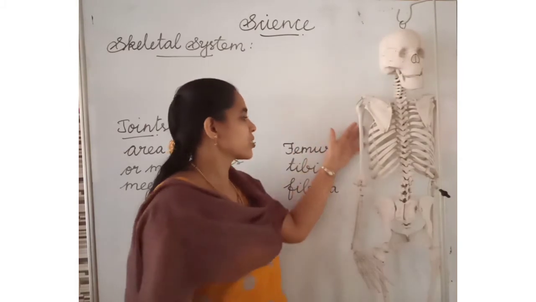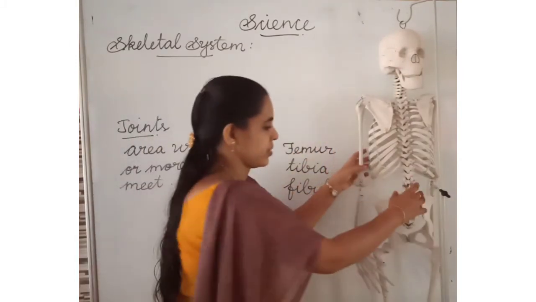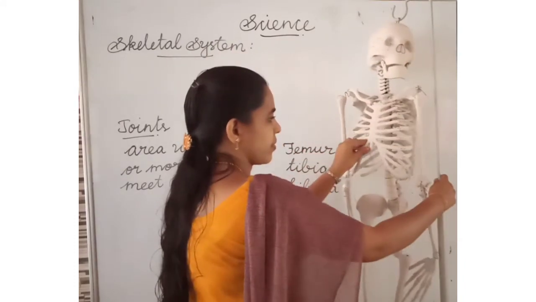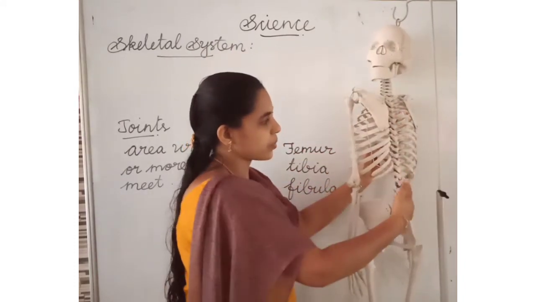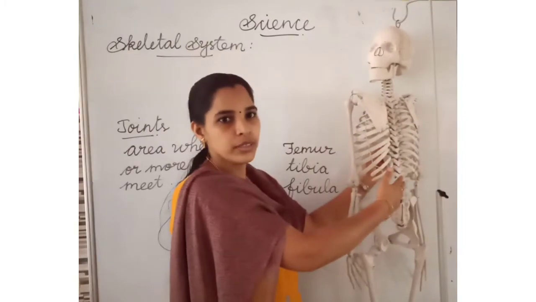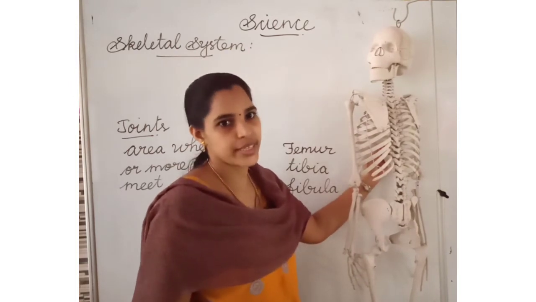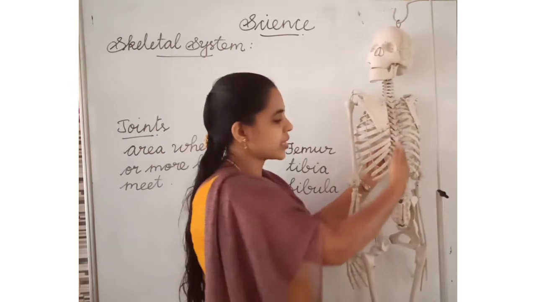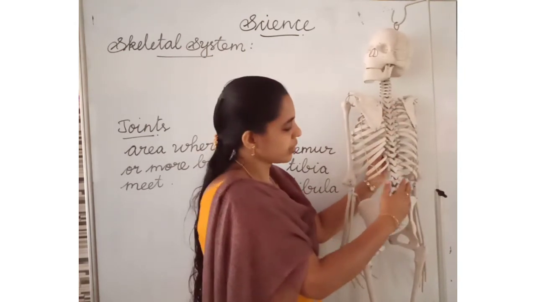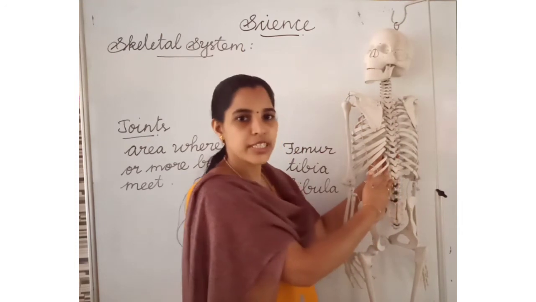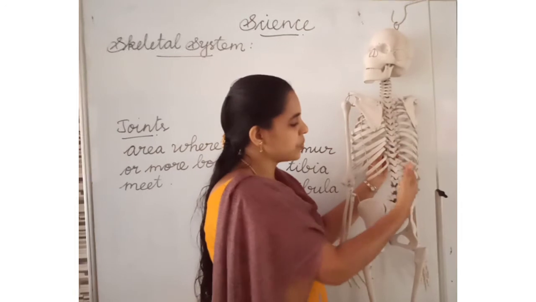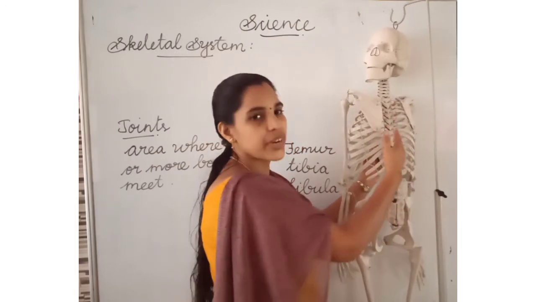Next one is backbone. Listen. This is the backbone. How many vertebrae are joined together? They form the backbone. Total 33 vertebrae joined together. What is the shape of this vertebra? Disc-like shape. The disc-like shape structure is called a vertebra.